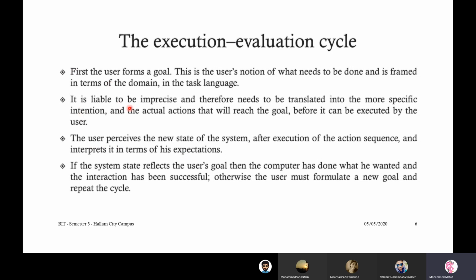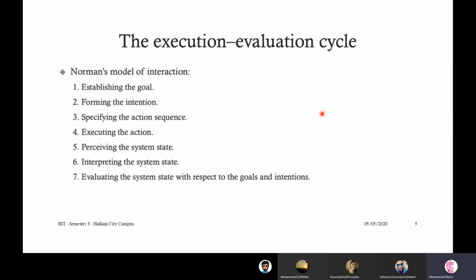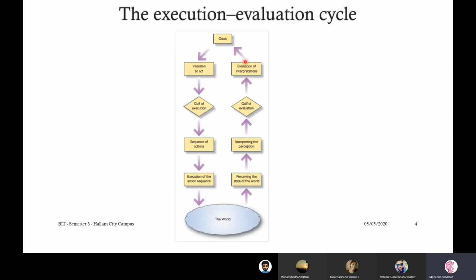So this is the execution cycle, this is the evaluation cycle. Finally, if the system state reflects the user's goal, then the computer has done what he wanted and the interaction has been successful. Otherwise, the user must formulate a new goal and repeat that cycle, right? That's why it's shown as a cycle. So when you do evaluation, if it has met the goal, then you have succeeded in the interaction. If not, naturally, we will try a different type of goal.